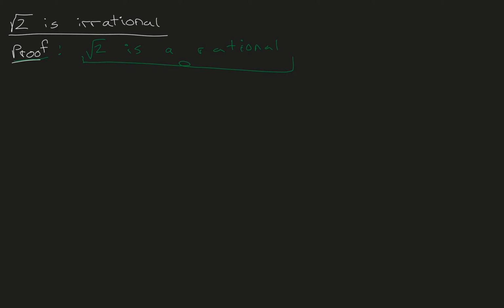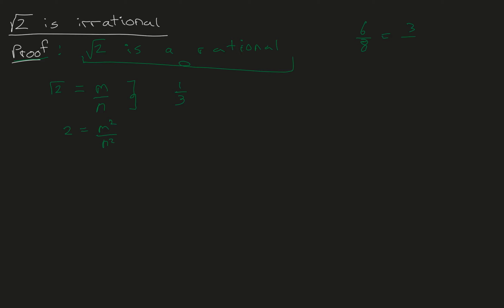If root 2 is a rational number, that means it can be expressed as m over n. Now let's square both sides. We get m squared over n squared. Now remember, this m over n is in its reduced form. What do I mean by reduced form? That means it cannot be simplified any further. For example, 6 over 8 is not in its reduced form.